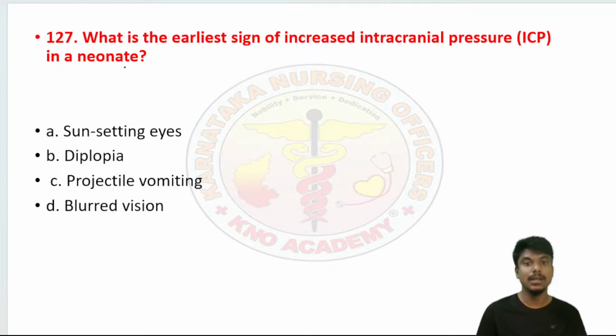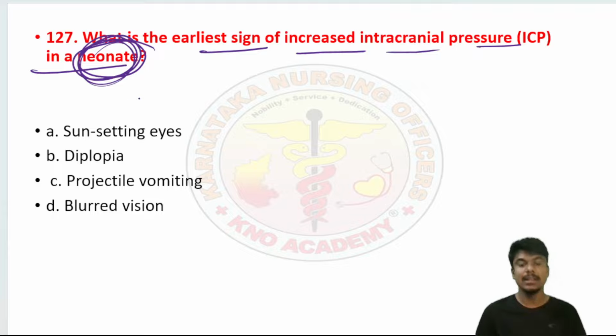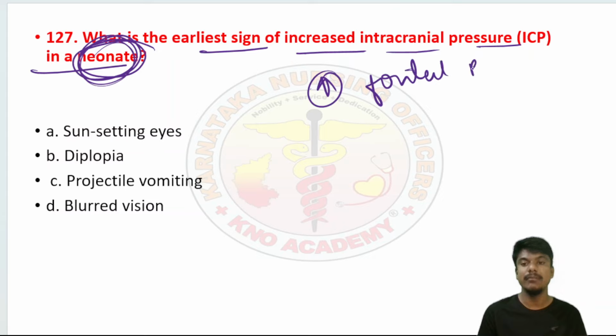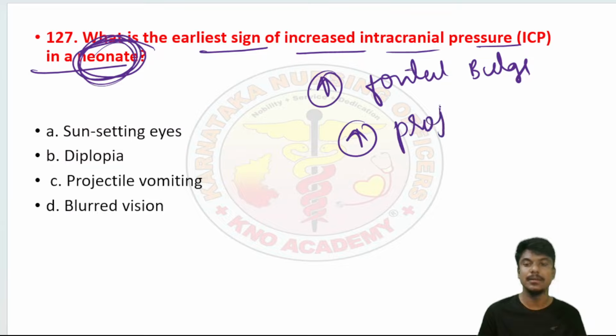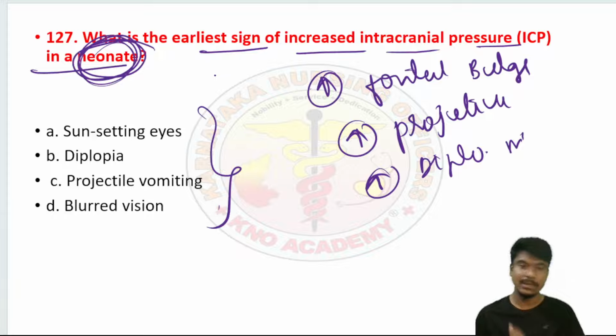Next question: what is the earliest sign of increased intracranial pressure in neonates? Especially we should target the neonates. Here, what is the early sign? In neonates with increased ICP, the anterior fontanelle will be bulged, and there will be projectile vomiting, diplopia, and blurred vision. All four symptoms are seen in raised ICP.